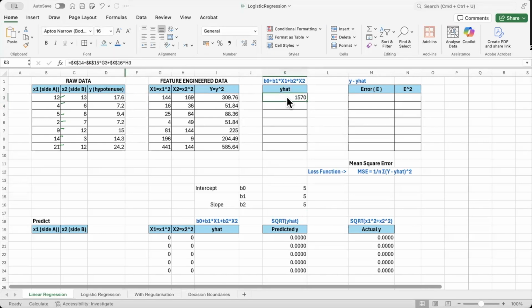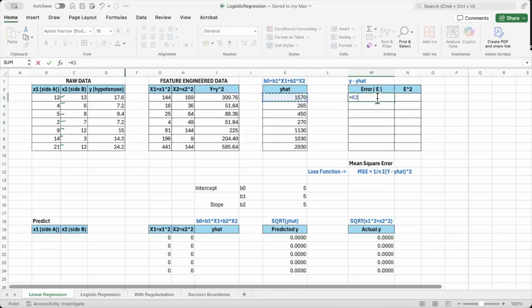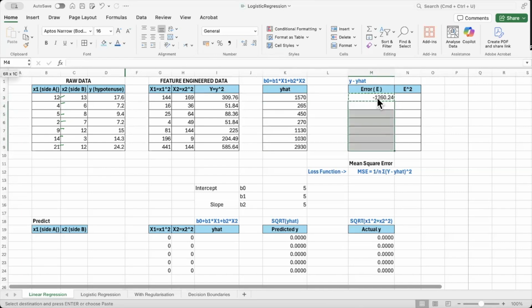So I can copy this for all the different data points. So I get these as the predicted value of y. Now we already know the actual value of y, which is here, the observed value of y that we have noticed. So there is a difference between the actual value of y and the predicted value of y. This difference is nothing but the error. So I can find the error by subtracting y hat from y. So I get the error. So I can calculate it for all the data points.